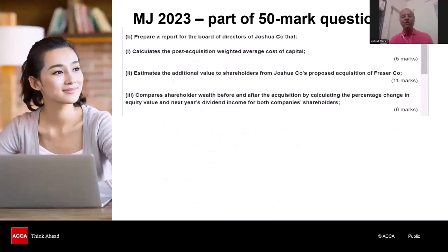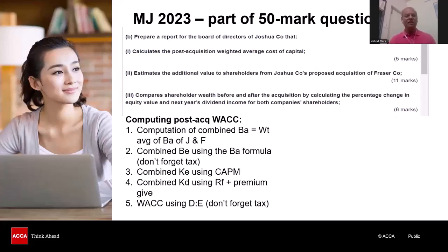Now, what do I do for computation of the weighted average cost of capital? I'll take simple steps like computing combined asset beta. Then I'll use this combined asset beta. I will calculate combined equity beta using the asset beta formula. And I will not forget the tax rate. Combined cost of equity, I'll use the combined equity beta in the CAPM formula using RF and premium, etc.